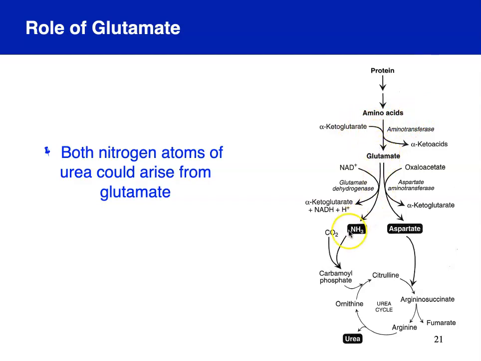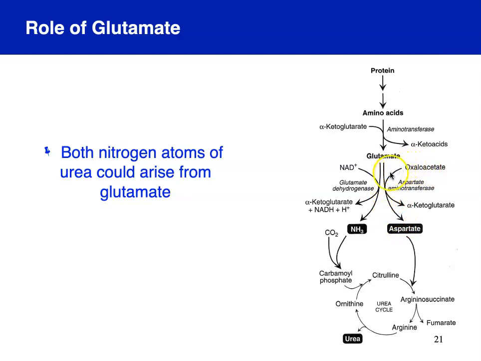Glutamate then is deaminated to ammonia. However, glutamate can also be used in an aspartate aminotransferase reaction where the amino group is transferred to oxaloacetate, another well-known metabolite from the TCA cycle, to form aspartate.